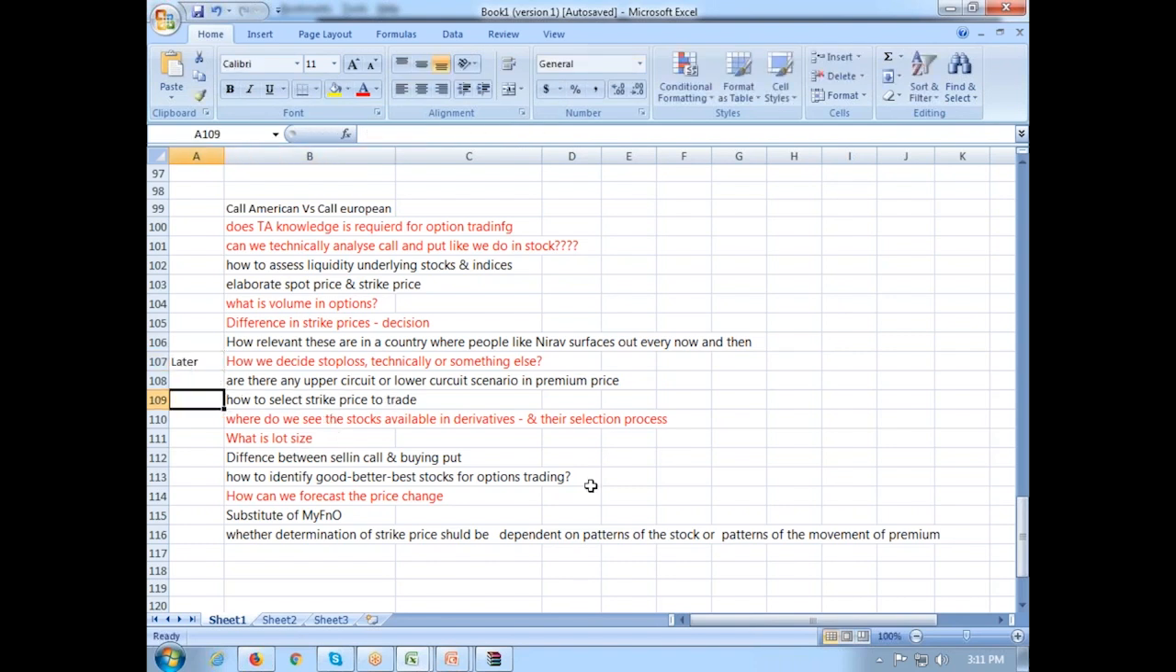How to select strike prices to trade, later. Once the discussion to trade starts, we will take this up.